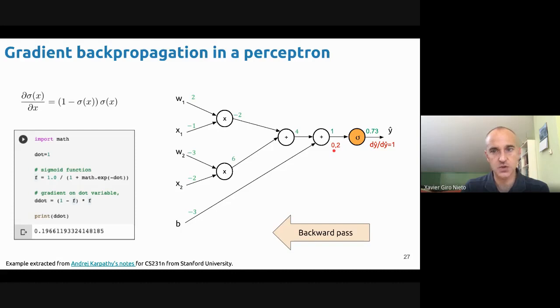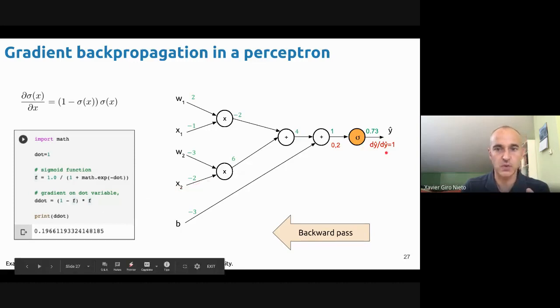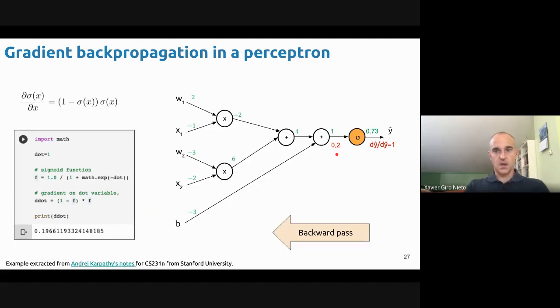Also, maybe I should mention that it's the partial derivative with respect to x multiplied by the gradient that was coming from this side, which is 1. So actually it is 0.2 times 1, or this 0.2 multiplied by 1. That's why it stays at 0.2. And now we already have the partial derivative at this point.